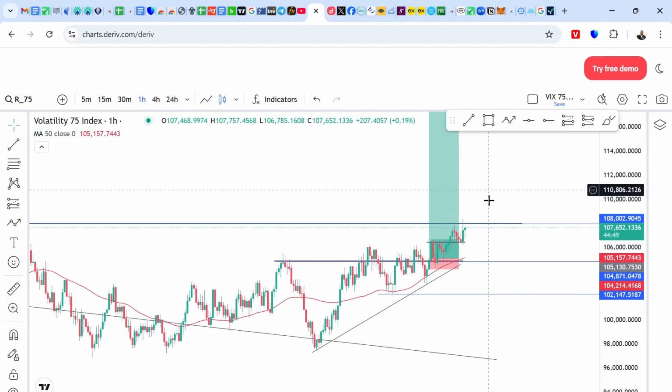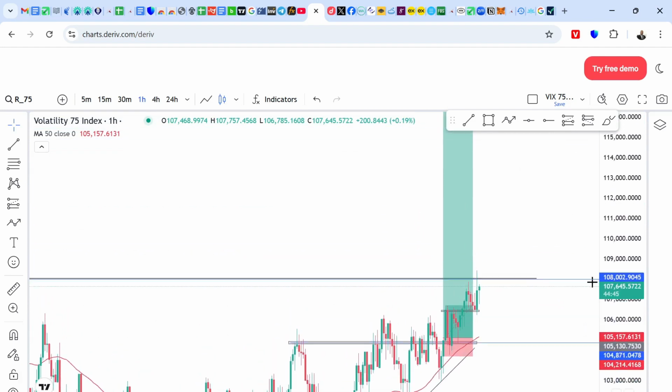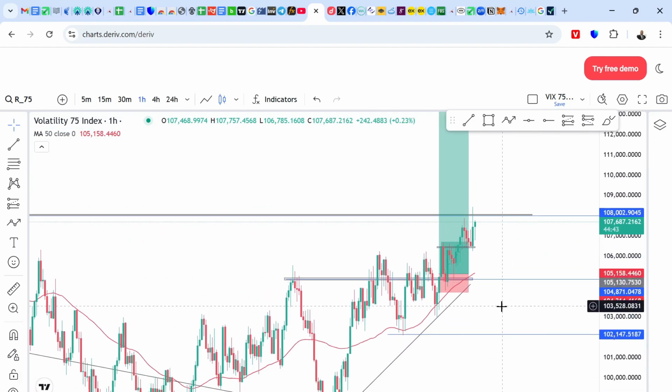But what were my confluences to enter this trade? It was just a moving average confirmation alongside my support and resistance. If you look at it, price broke this high, it came back to retest it, and it's on top of this moving average. What did I do? I entered for this buy. Boom. All right, before you know it, we've hit our first TP.